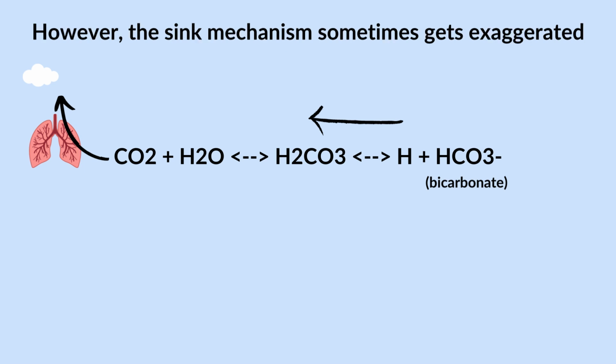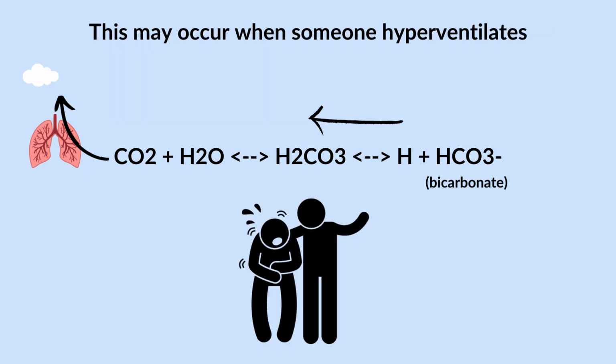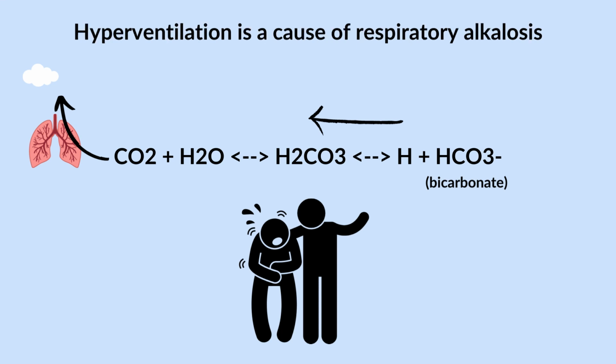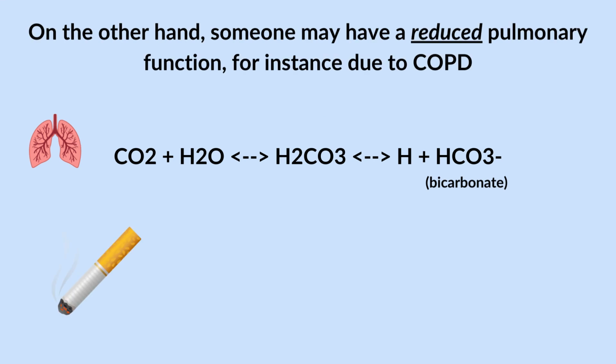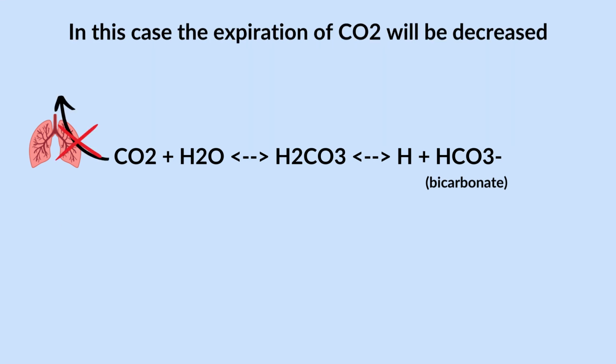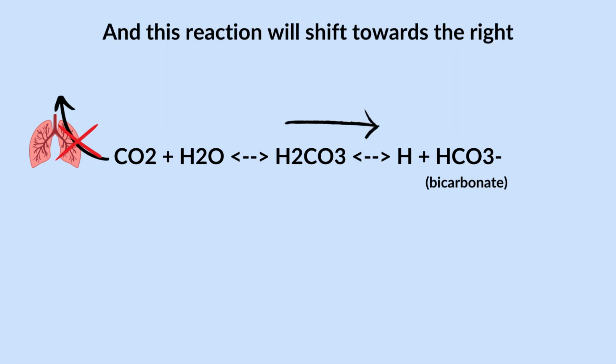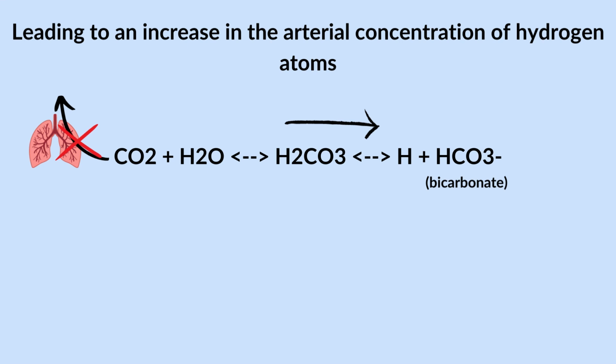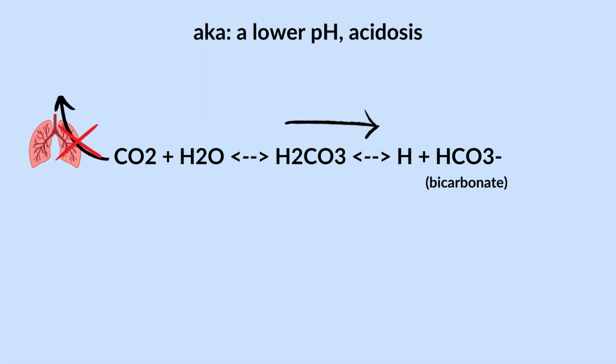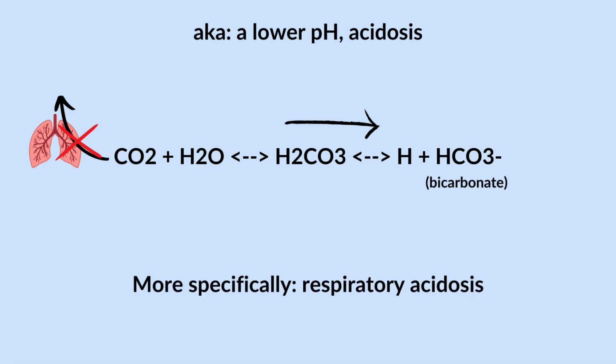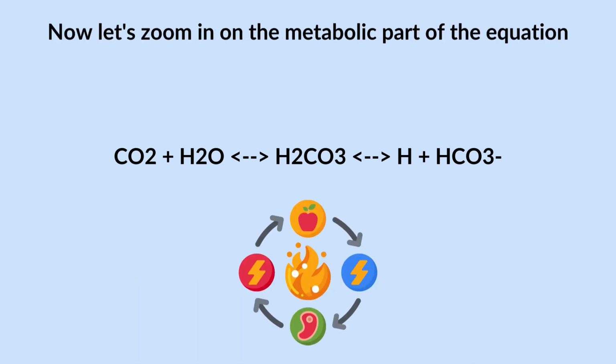However, the sink mechanism sometimes gets exaggerated, which occurs when someone hyperventilates. Hyperventilation is a cause of respiratory alkalosis. On the other hand, someone may have a reduced pulmonary function, for instance due to chronic obstructive pulmonary disease. What will happen then? In this case, the expiration of CO2 will be decreased, and this reaction will shift towards the right, leading to an increase in the arterial concentration of hydrogen ions, aka a lower pH, acidosis, more specifically, respiratory acidosis.